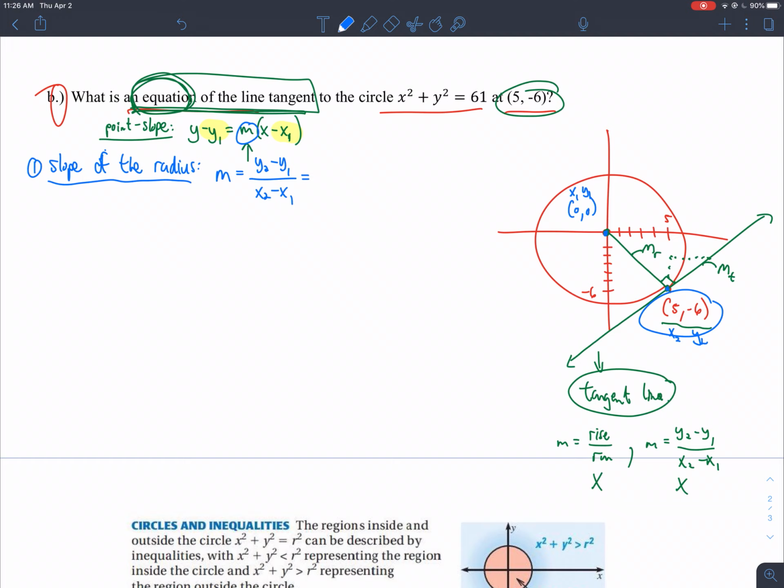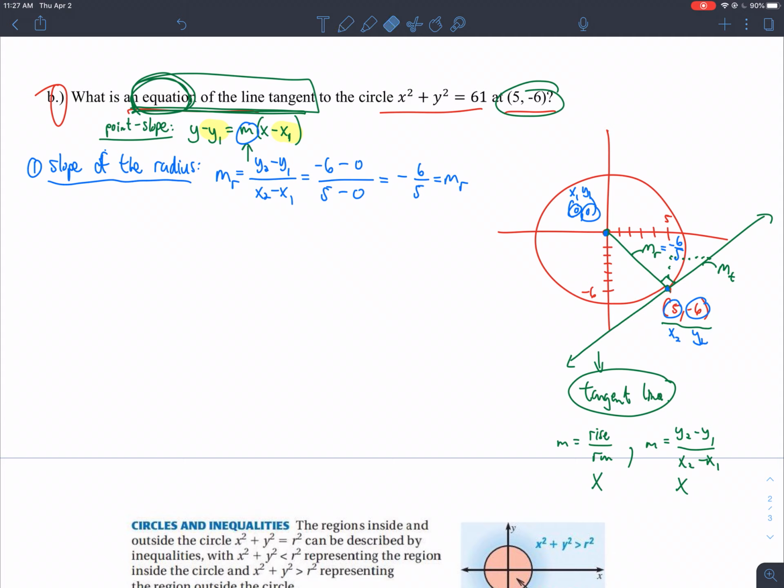I have the 2 points that I need, so you just plug stuff in. Basically, y2 is -6 from here, minus y1, which is 0, over x2, which is 5, minus x1, which is 0. So here is -6 over 5. If I subtract nothing, I just get -6 over 5. So that's the slope of the radius. We can call this m sub r. The slope of the radius here is -6 over 5.